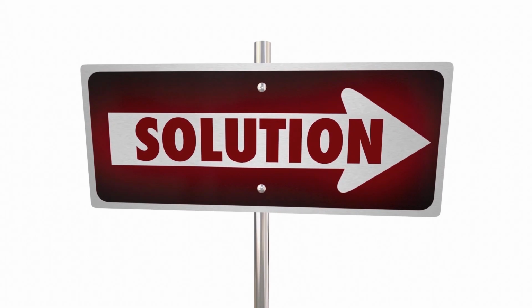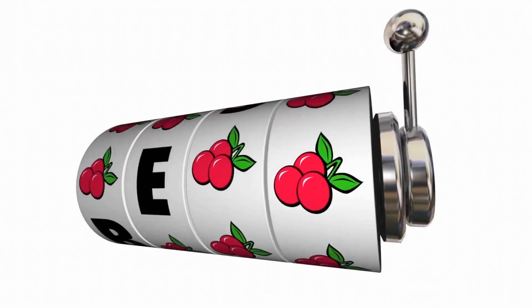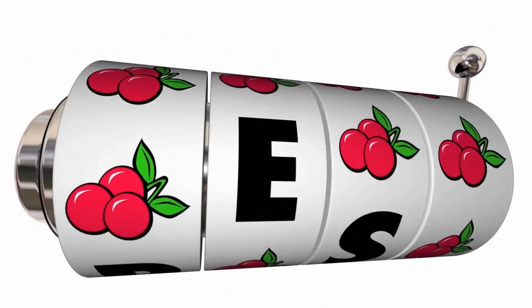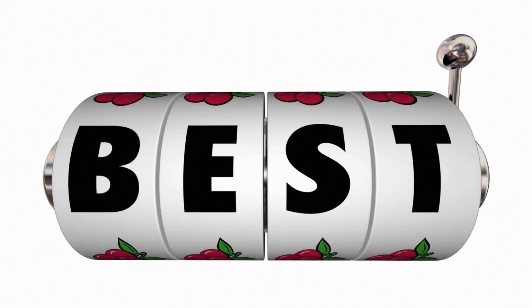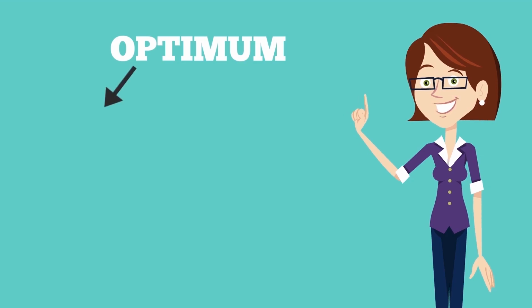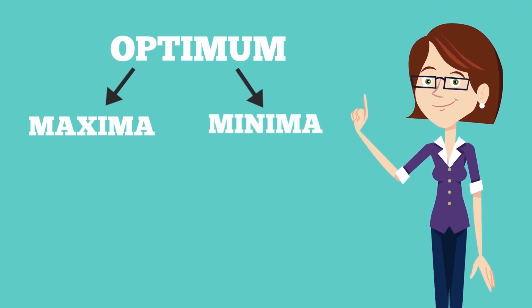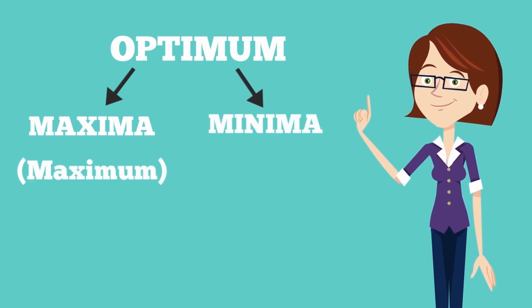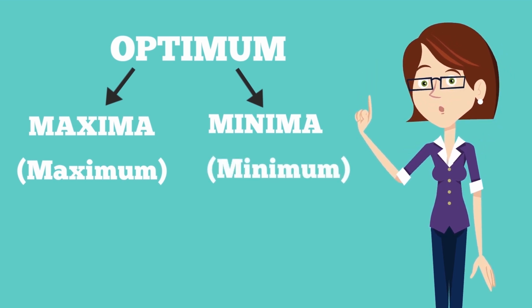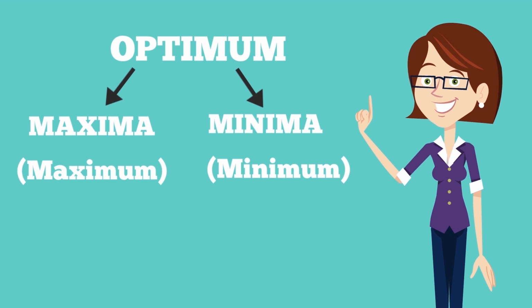Optimum means best, and the technique of finding the best solution is called optimization. Technically, optimum may be maxima or minima. Maxima is the plural form of maximum and minima is the plural form of minimum. Maximum and minimum may be global or local.